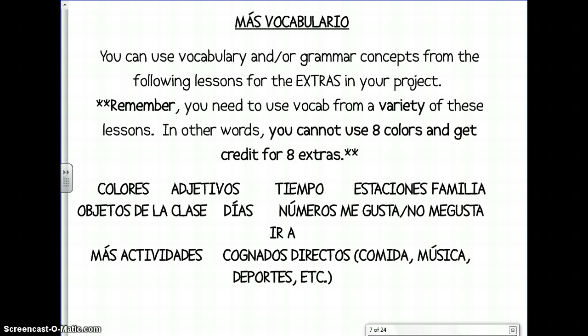And what these mean: colors, adjectives, weather, seasons, family, classroom objects, days, numbers, I like and I don't like, I'm going or somebody is going to go to. More activities, direct cognates like food, music, and sports. So you can use any of these for your book as extra uses of vocabulary. One thing to keep in mind, you have to use a variety of words. You can't use 8 colors and get credit for 8 extras.